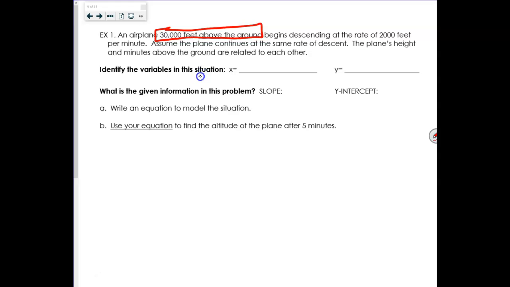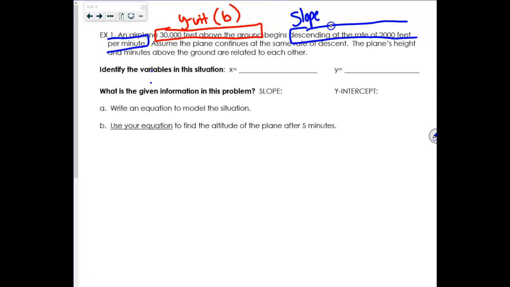Like, as far as my linear equation goes, I told you we're looking for two things. I'm looking for slope and I'm looking for y-intercept. This is the y-intercept. This is where it starts. So you can call it b if you'd like, but it's the y-intercept. And then there's another clue. It says it begins descending at a rate of 2,000 feet per minute. What's that? Good, that is slope. What is the slope?